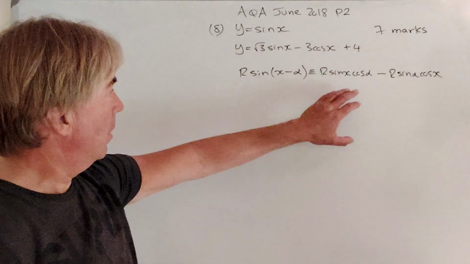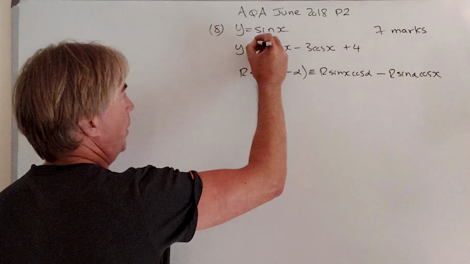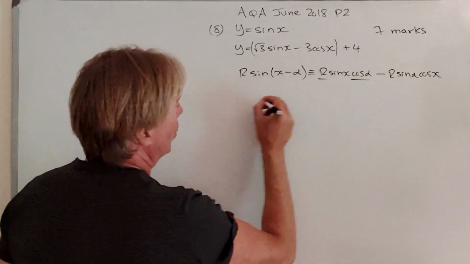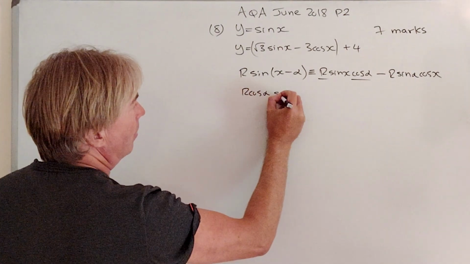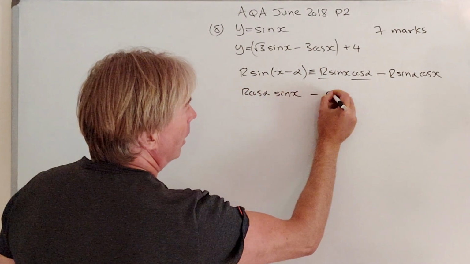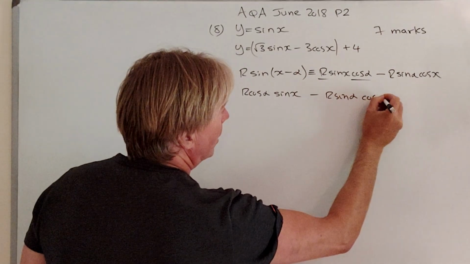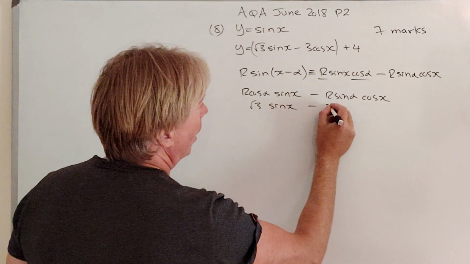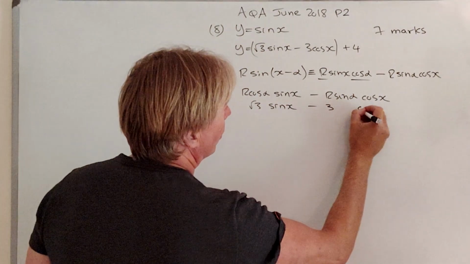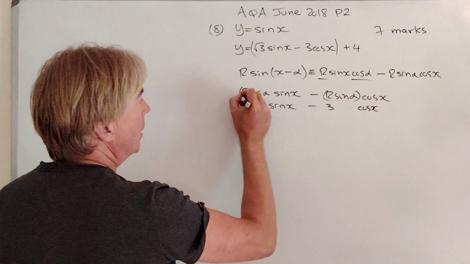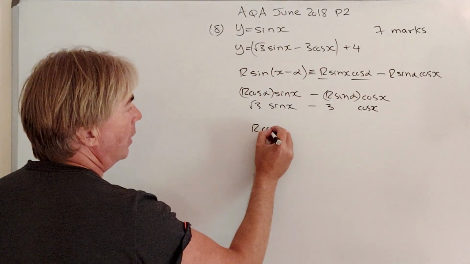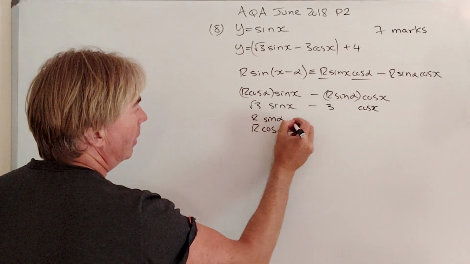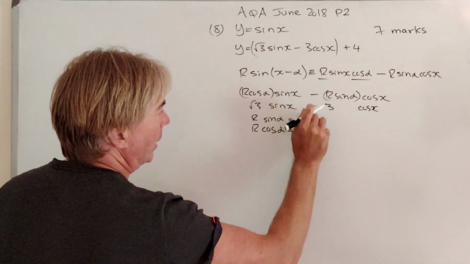So we can compare this with just this bit in here, not the plus 4. I'm going to deal with this first. So R cos alpha multiplied by sine x minus R sine alpha multiplied by cos x must be equivalent to root 3 sine x minus 3 cos x. You can clearly see from this that our R cos alpha must equal root 3, and above I'm going to write R sine alpha is equal to 3 here. The negatives are obviously the same.